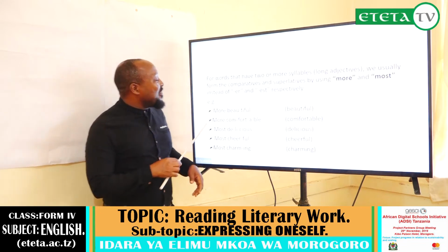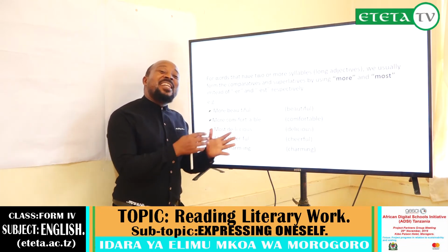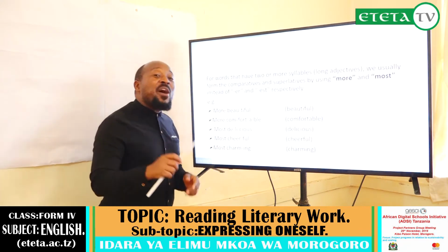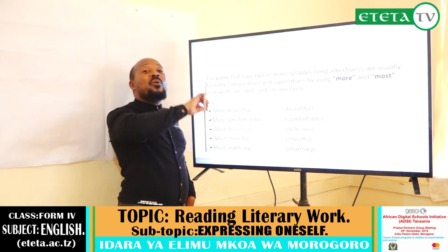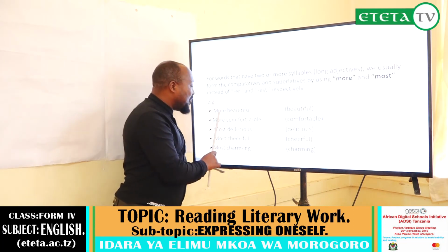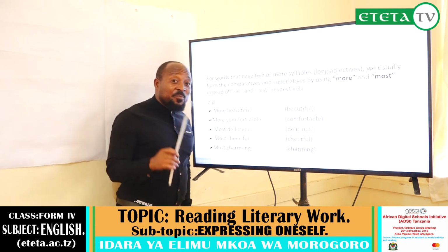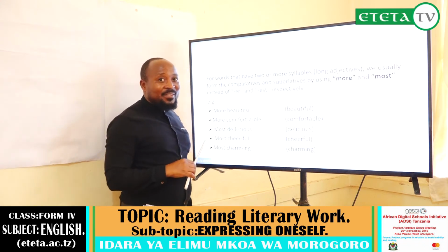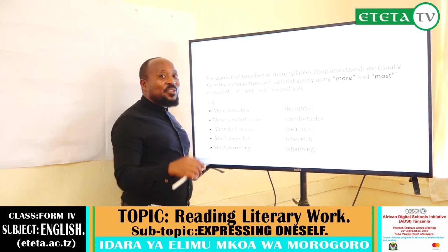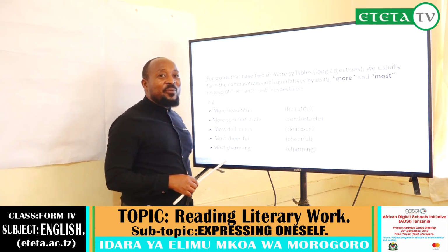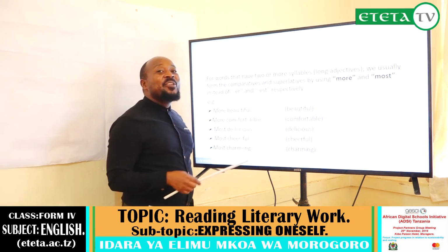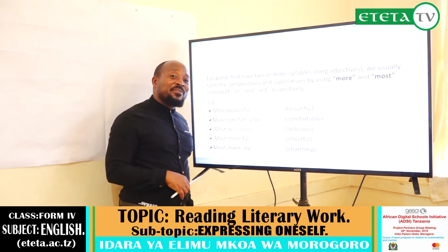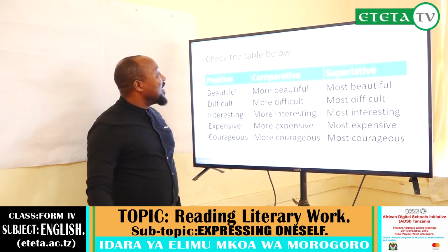So when you have a word, or an adjective, with more than one syllable, instead of adding ER, you add more in front of it. You have more, and for the superlative, you add most. So you have to remember that one. If the adjective has more than one syllable, you don't add ER. Instead, you add more for comparative degree and you add most for superlative degree. And I hope you have understood.